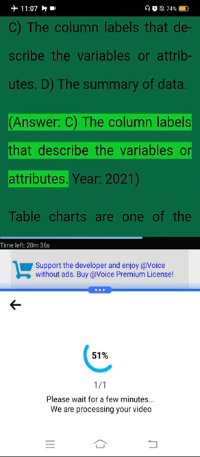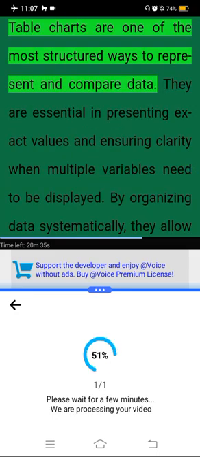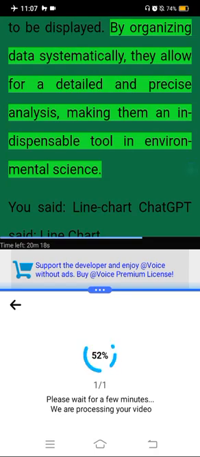Answer: C. The column labels that describe the variables or attributes. Year 2021. Table charts are one of the most structured ways to represent and compare data. They are essential in presenting exact values and ensuring clarity when multiple variables need to be displayed. By organizing data systematically, they allow for a detailed and precise analysis, making them an indispensable tool in environmental science.